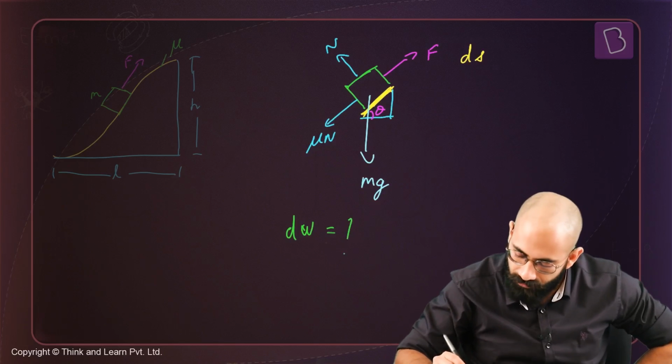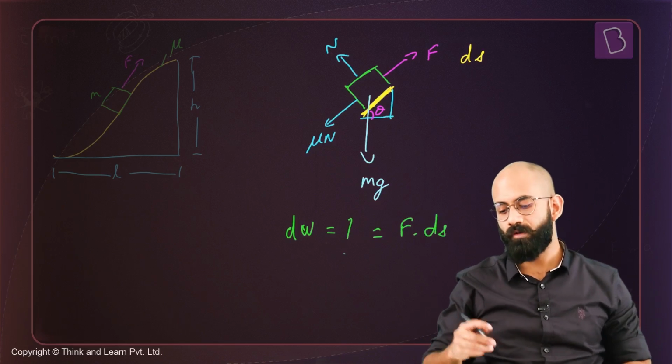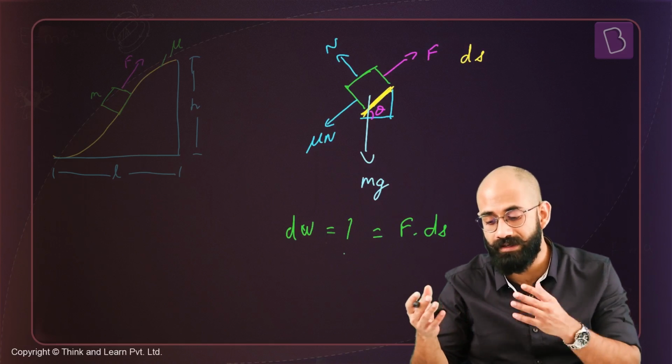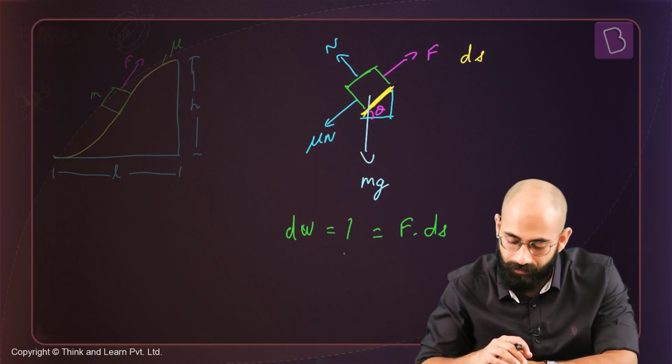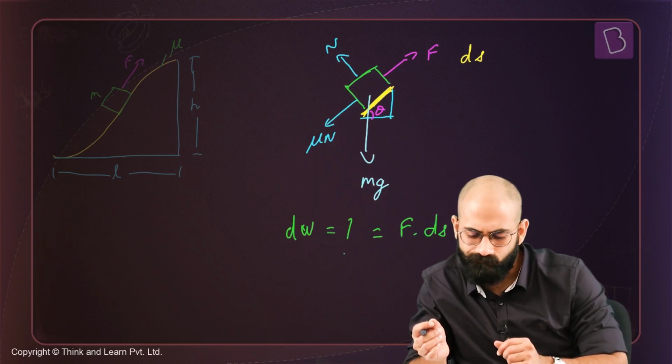Well, that will be equal to f dot ds, right? Dot product of the f vector and the ds vector, right? Because f is a vector here, ds is also a vector, you find the dot product. Now, how will you do that? What is the value of f?